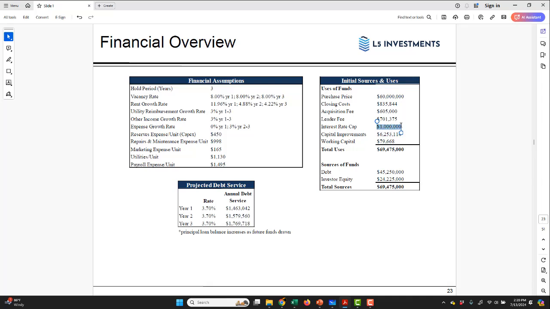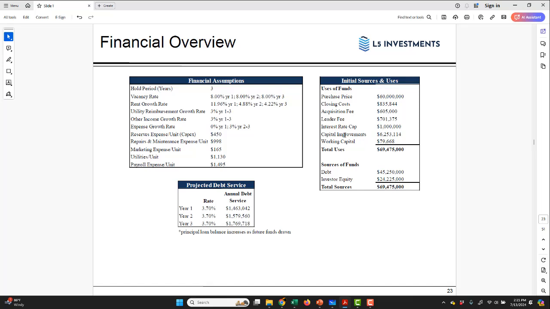Interest rate cap. Okay, so we talked about the interest rate swap. An interest rate cap is a similar product, in that it's basically only going to kick in past a certain point in the interest rate. So it's going to protect you as the borrower on the floating rate once interest rates rise to a certain point. Okay, so you're paying for this insurance. It's essentially interest rate insurance. So that's going to be a cost here. Now this big line item, 6.2 million.